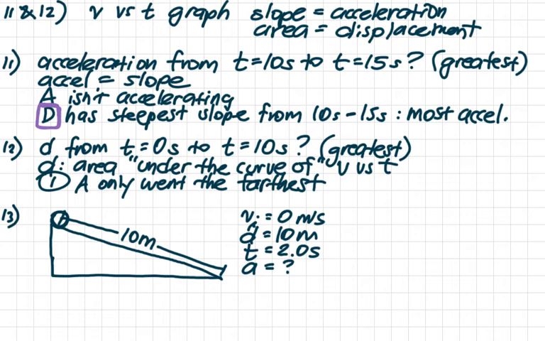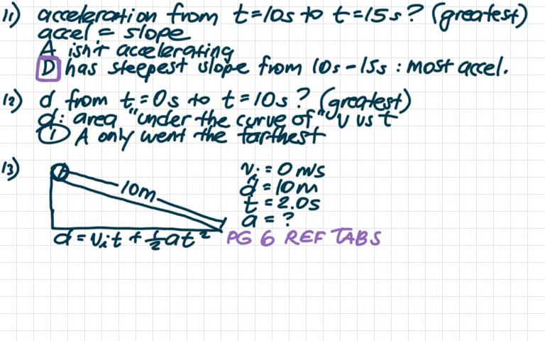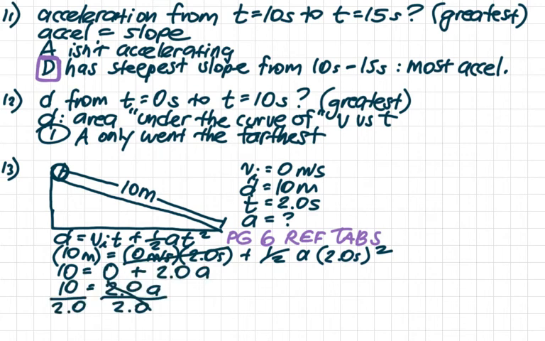Based on the stuff that we're told and the stuff that we need, page 6 of the reference table shows me d is ViT plus 1/2 AT squared. I have everything I need. Plug in and solve. Substitute with units. 0 times anything is 0. 2 squared is 4, and then half that is 2. Get A by itself. A is 10 over 2, or 5.